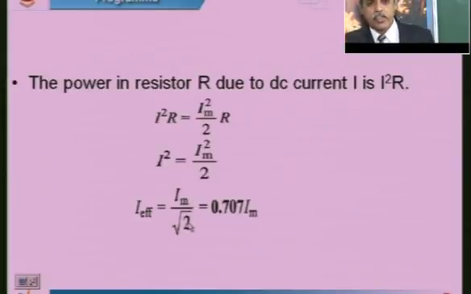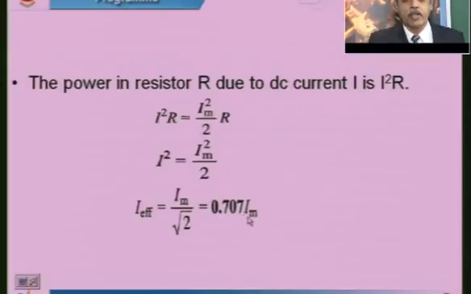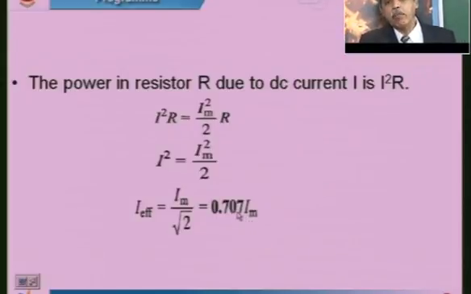All sinusoidal alternating quantities, whether current or voltage, will have an effective value of 0.707 times Im, that is, 70.7% of the maximum value.